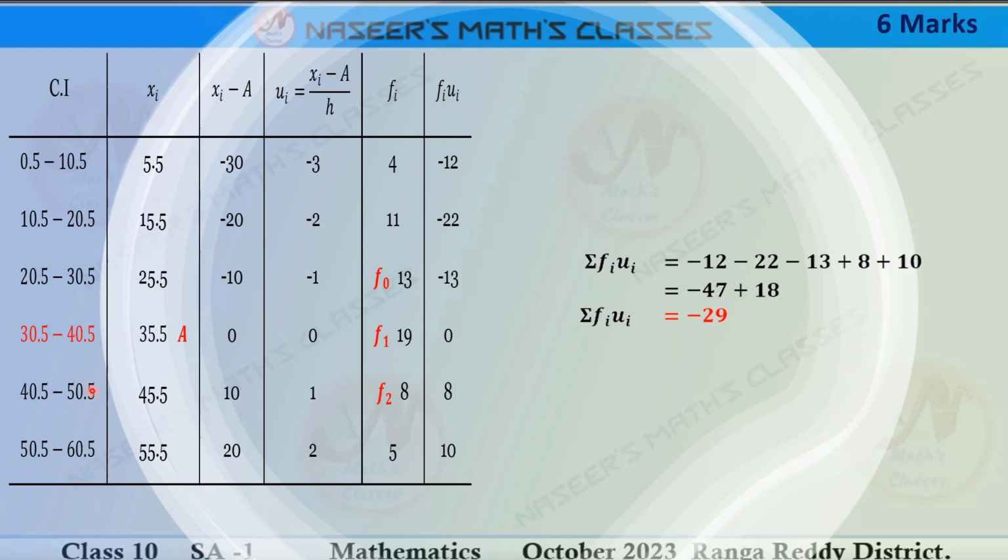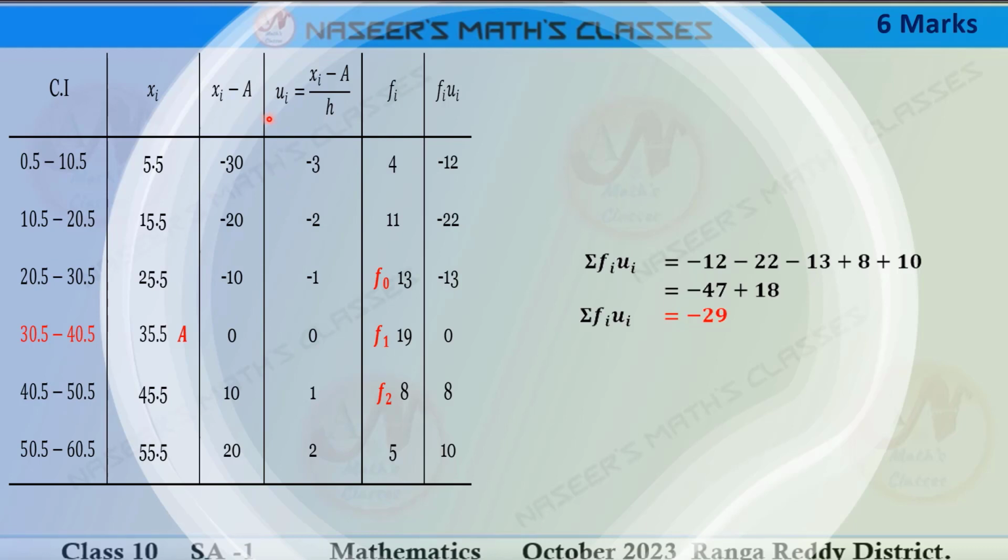Let us assume the mean a is equal to 35.5. Then the class interval is 30.5 to 40.5, so we get the mean class interval as 30.5 to 40.5. Next we find x minus a, then we get 35.5 minus 35.5, we get 0. Similarly we get minus 10, minus 20, minus 30, and downside we get 10 and 20.